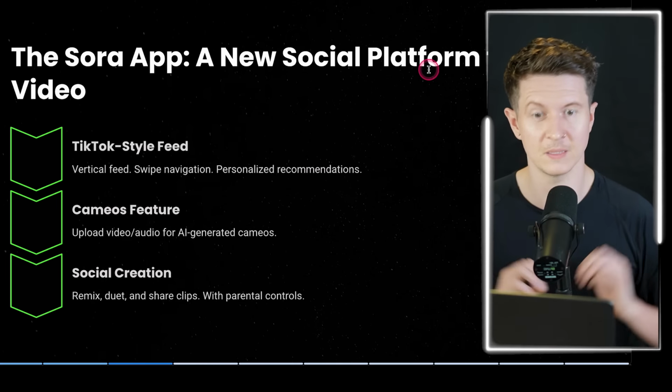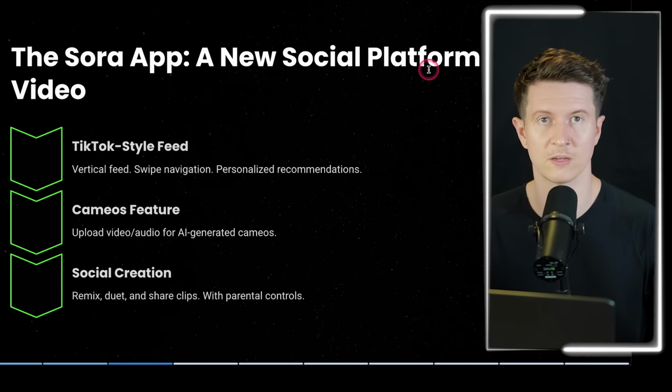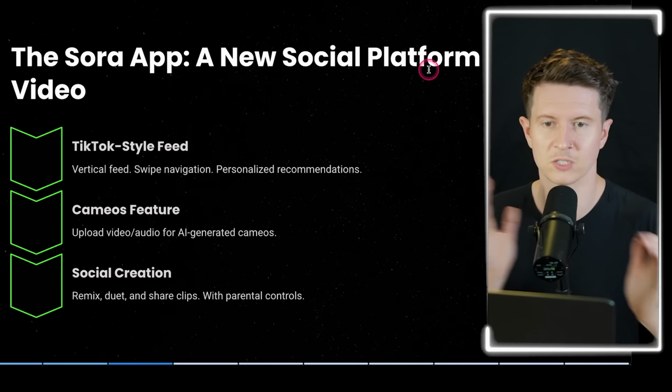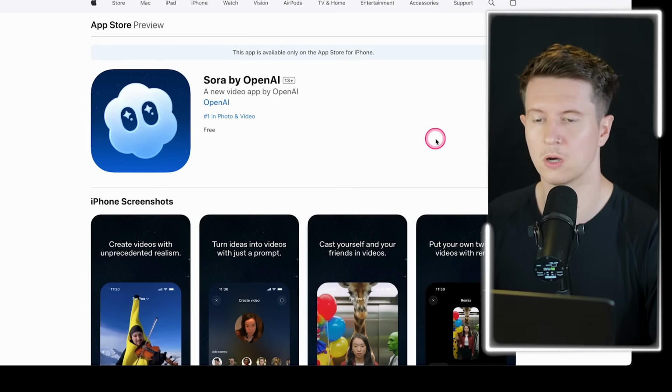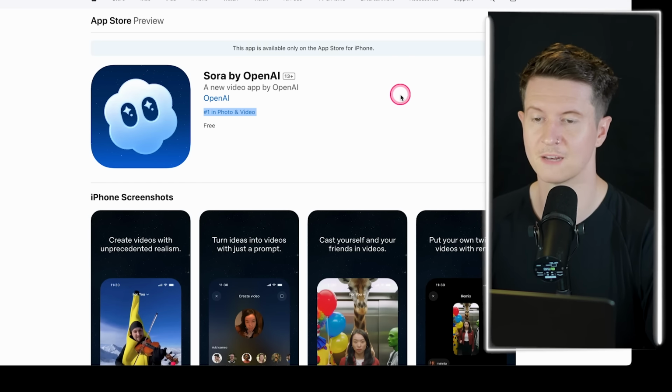Now, a key element of this is the new Sora app. It's a new social platform for AI video. OpenAI has released this app, which is currently only available in the US, and it's already reached #1 in photo and video. And the idea here is making AI video creation accessible to all. It's making it fun, easy, and playful, and that is the key to mass adoption. Now, it's also creating a Sora feed inside of this app, which is being purported to be a TikTok killer.